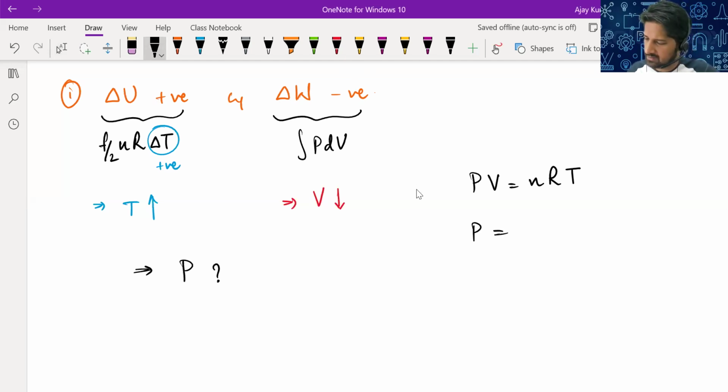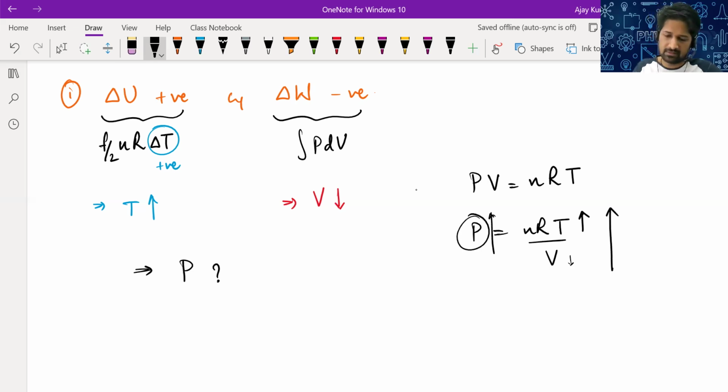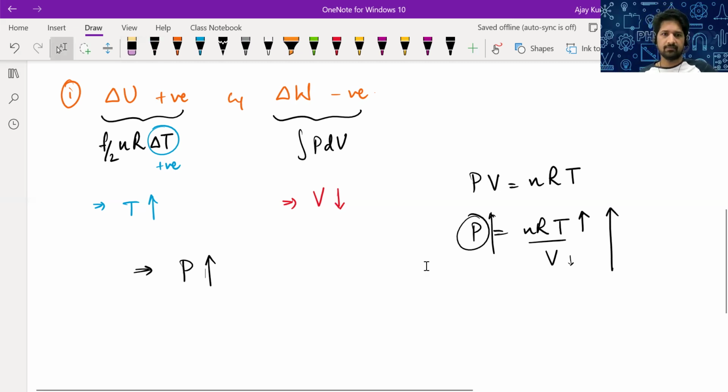Now PV equals nRT, so you can say P is nRT divided by V. We are not going to change the number of moles; the amount of gas will remain fixed. Now I told you that temperature is increasing and volume is decreasing. Temperature is in the numerator, so if it increases, the fraction increases. Volume is in the denominator, so if it decreases, the fraction also increases. So the pressure will increase. In an adiabatic process, if temperature is increasing, pressure will also increase, and volume will decrease.